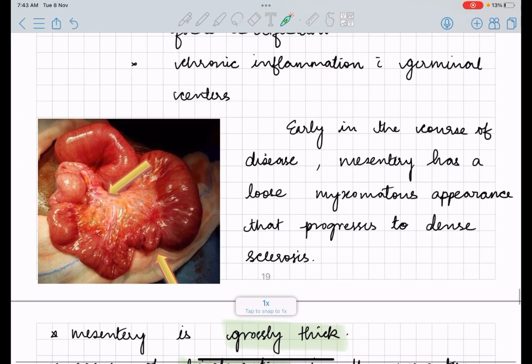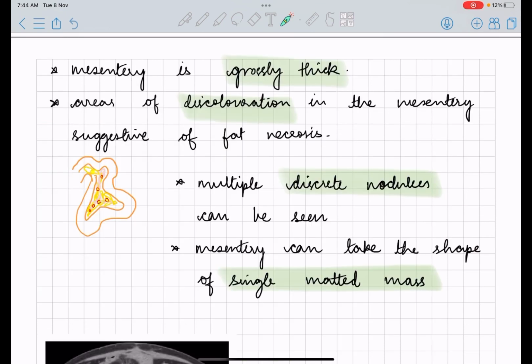Now we will read. Early in the course of the disease, the mesentery is not like what we see in the picture on the left. It is loose, but it has a slightly thickened myxomatous appearance, which will eventually progress to a dense sclerosis. Okay, it becomes very thick. After some time, the mesentery becomes grossly thick. There are areas of discoloration, and there are multiple discrete nodules which form in the mesentery.